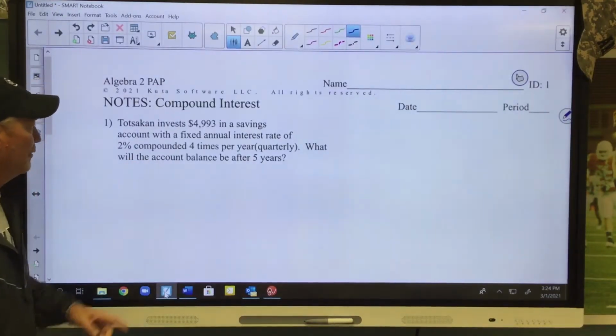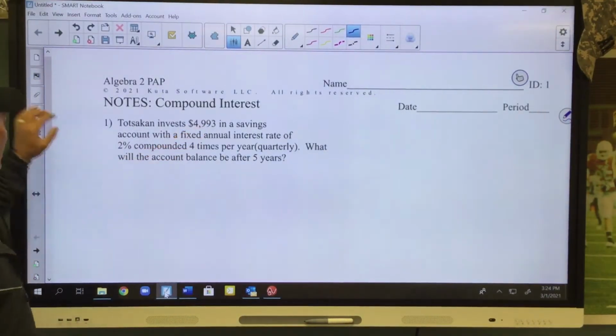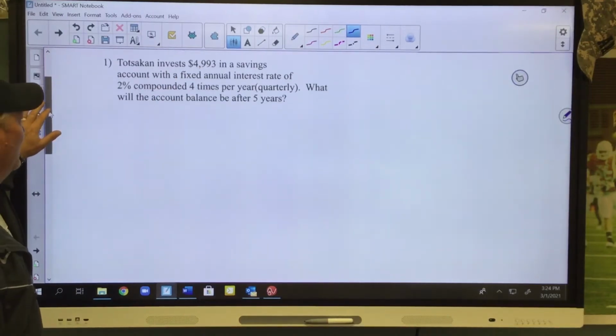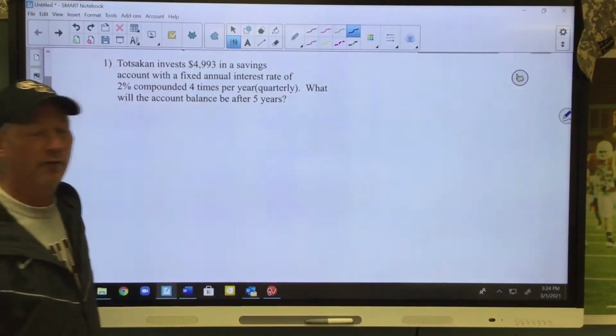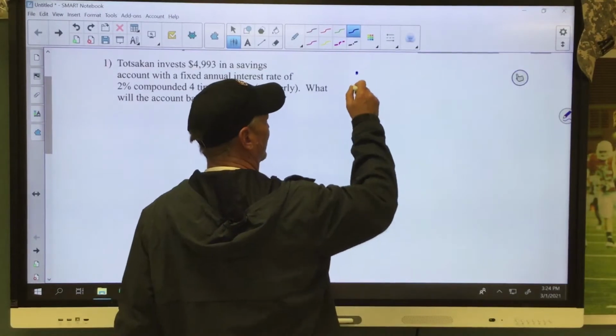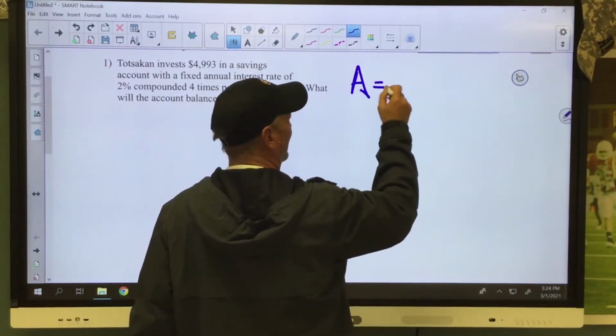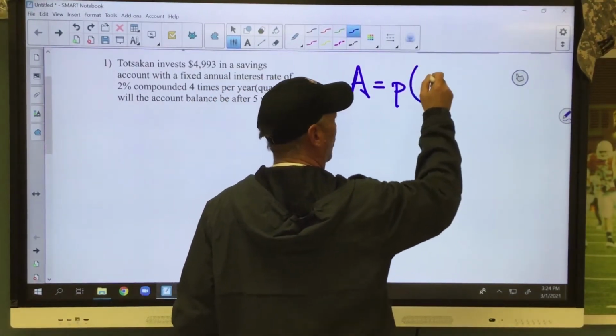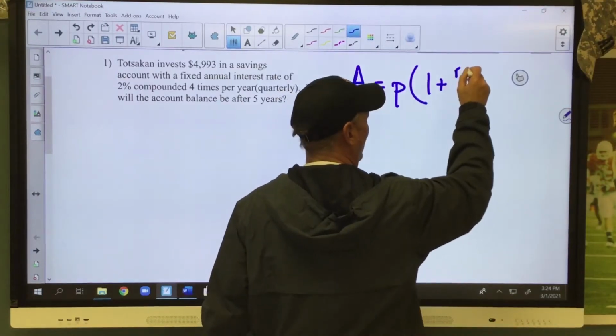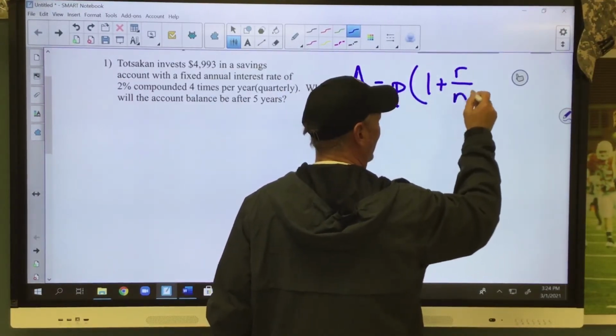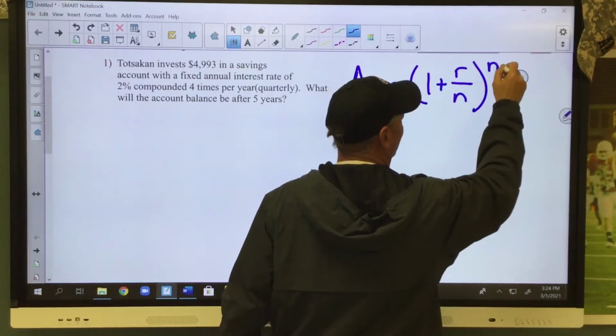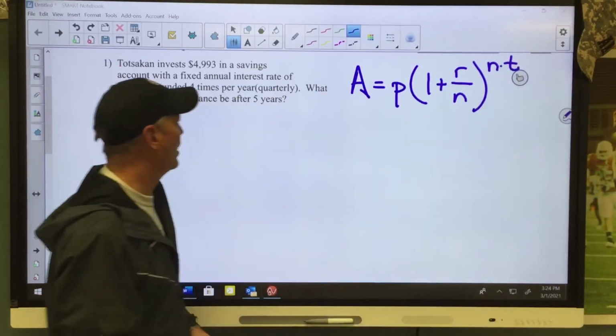All right, so we're going to invest $4,993 in a savings account. Let me bring our formula over here just to make sure we understand what we're going to use. A equals P times (1 plus R over N) raised to the N times T. Okay, there's our formula.